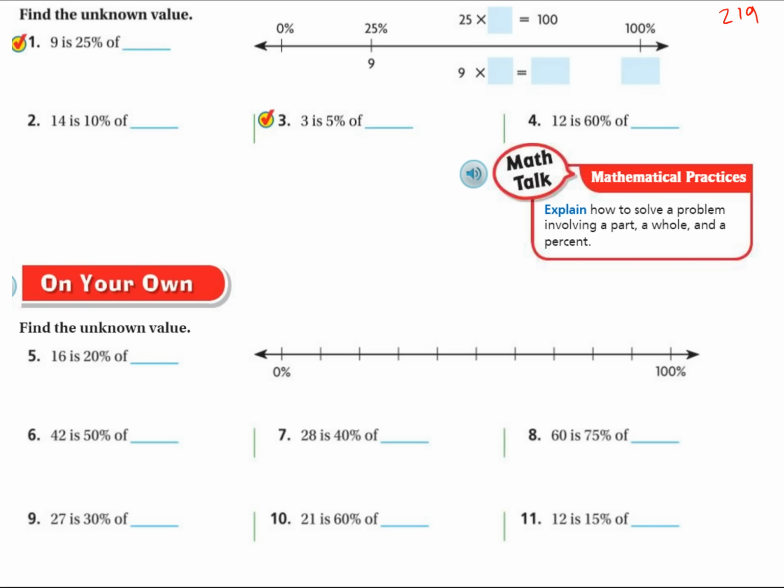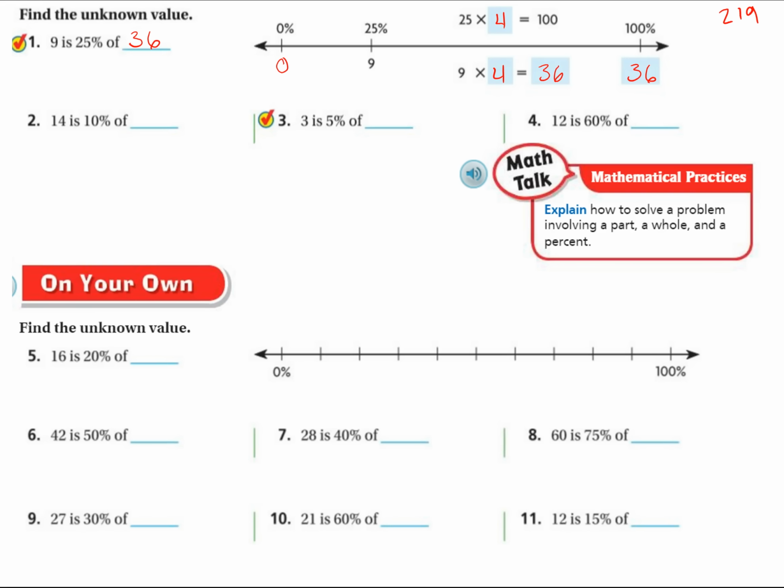Okay, so number one, find the unknown value. 9 is 25% of what number? Well, they used a double number line, so 0% would be 0, 25% is 9, and we know to get to 100% we need to multiply 25 by 4. 4 quarters is $1 is another way of thinking of that. And so we multiply the 9 by the same thing, 4, and we get 36. So 100% would be equivalent to 36. So 9 is 25% of 36. There's our answer. Done.